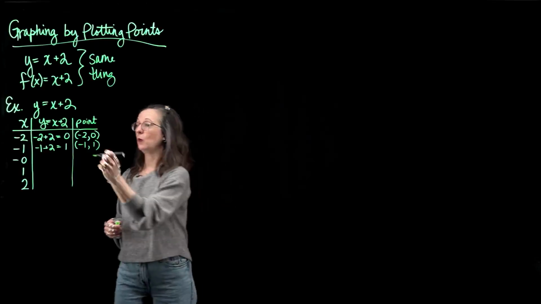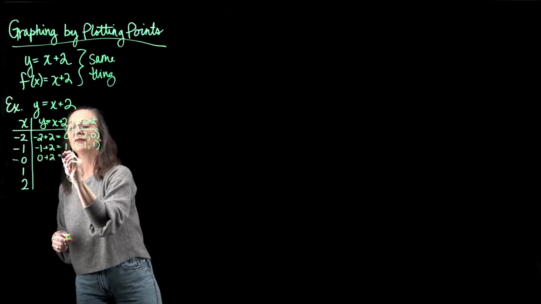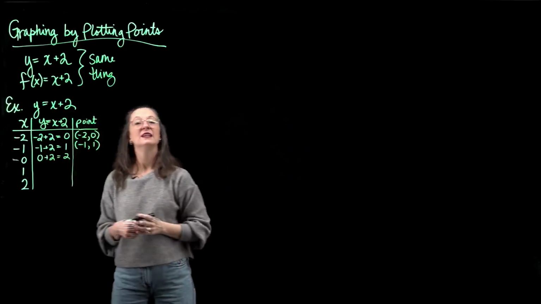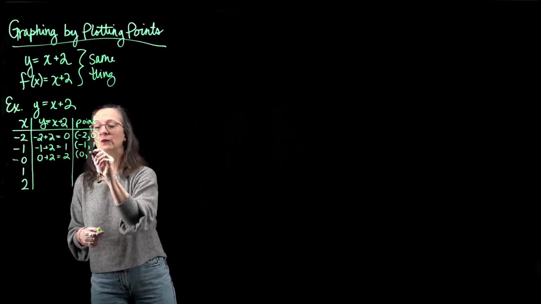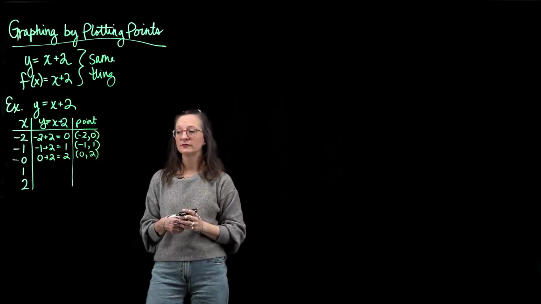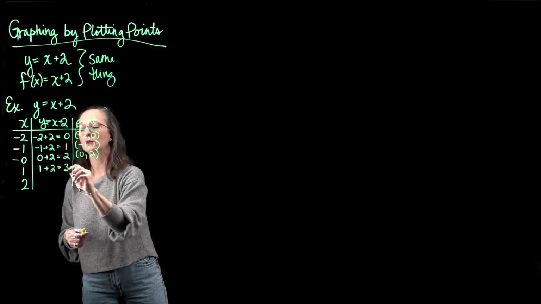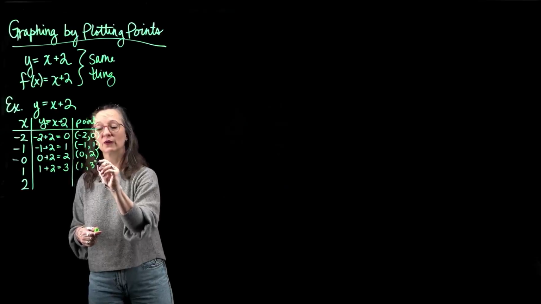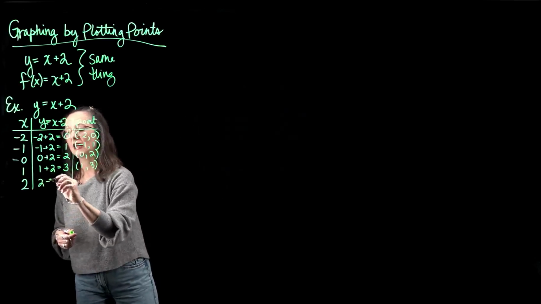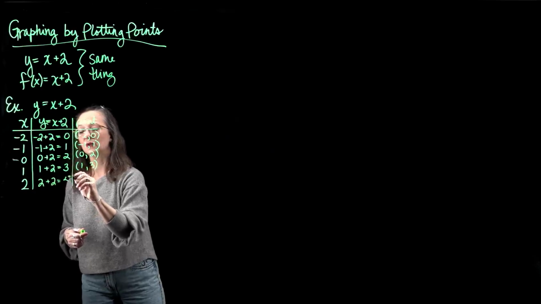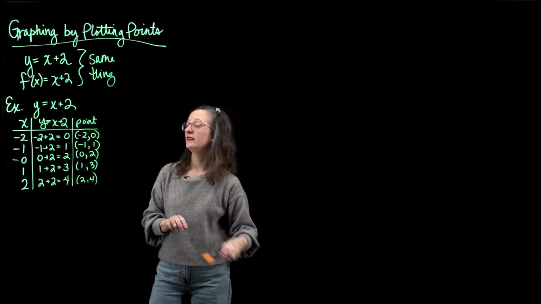We'll keep going in the same way. And when x is equal to 0, I have 0 plus 2 is equal to 2. That gives me the third point, x equals 0, y equals 2. And I'm going to go ahead and fill that in. When x is 1, y is 1 plus 2, which is equal to 3, which gives me 1, 3 as a point. And when x is 2, y is 2 plus 2, which is 4, and that gives me the point 2, 4.